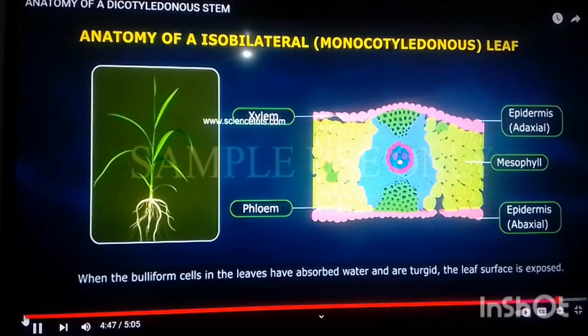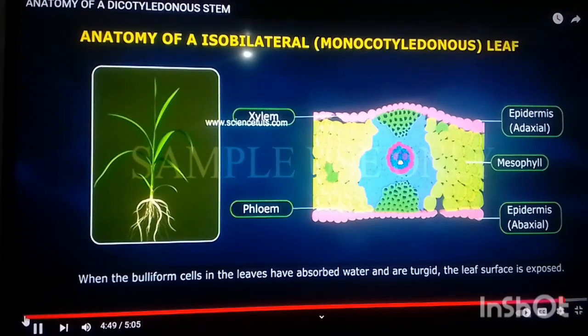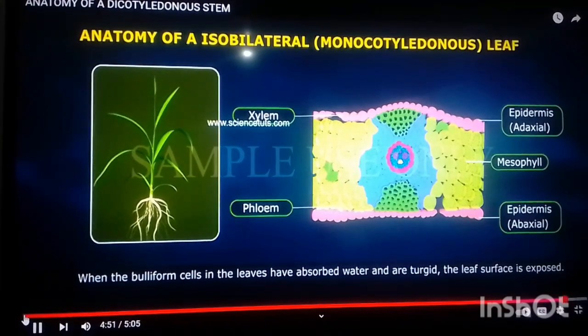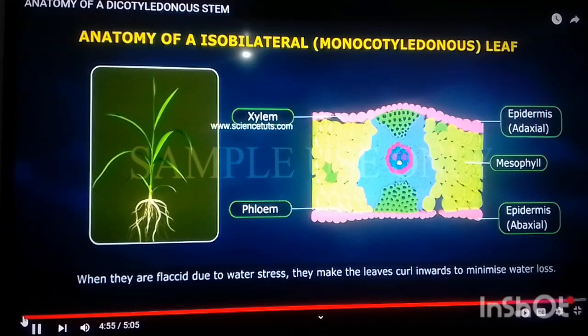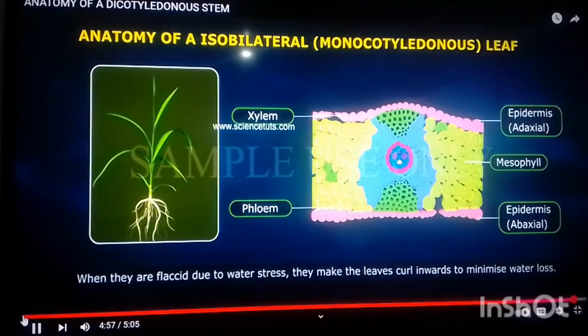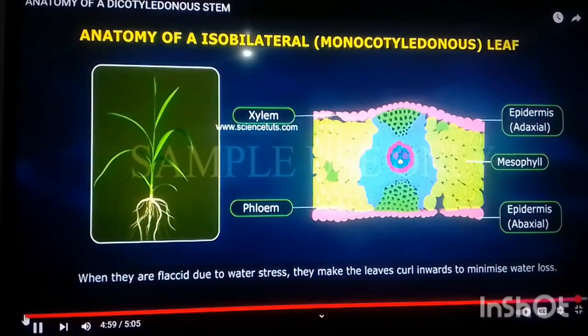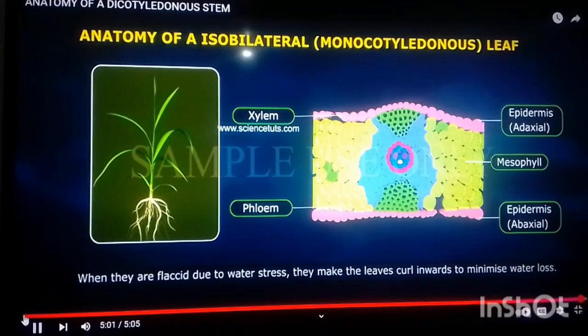When the bulliform cells in the leaves have absorbed water and are turgid, the leaf surface is exposed. When they are flaccid due to water stress, they make the leaves curl inwards to minimize water loss.